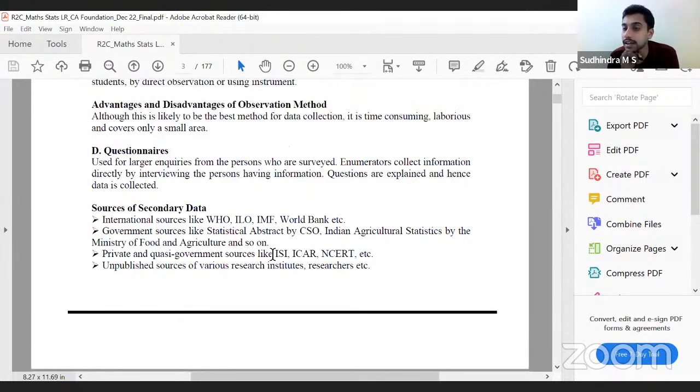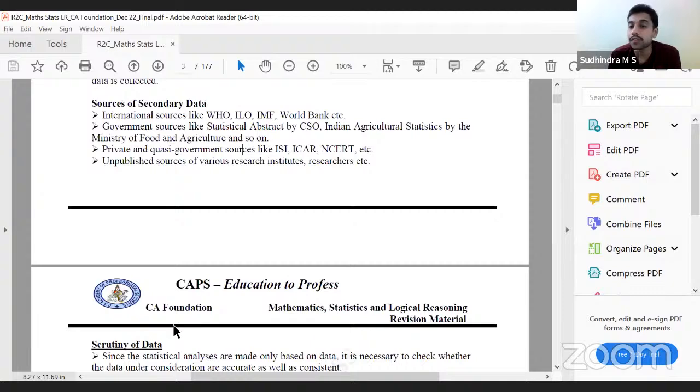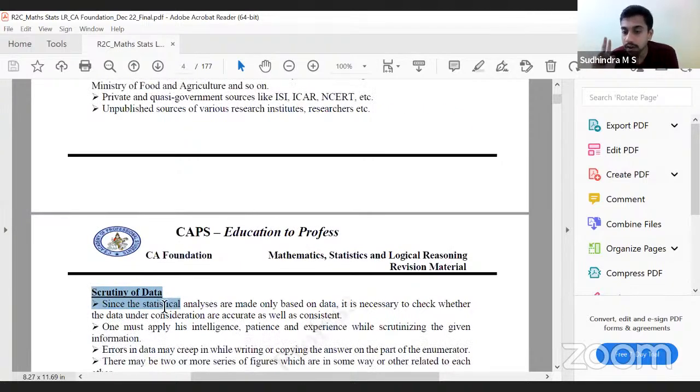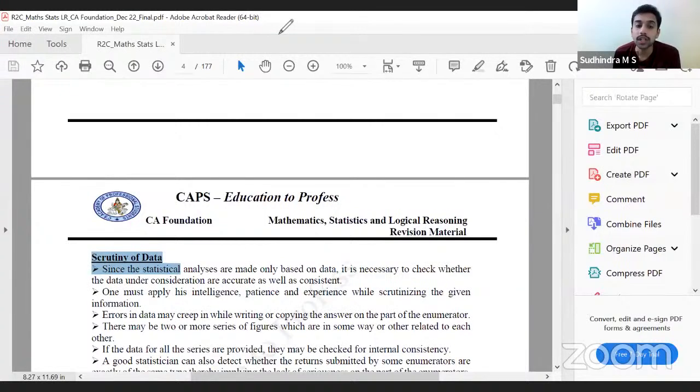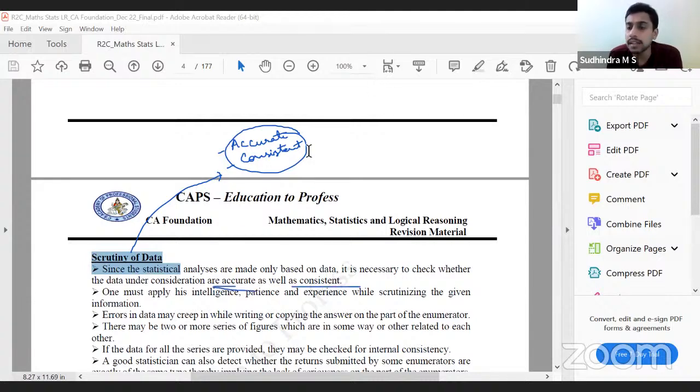Once we have collected the data, we cannot directly use it, right? First, we have to see whether the information collected is correct and relevant for us. That process is called scrutiny of data. There are two very important terms that we have to remember with regard to scrutiny. Why do we do scrutiny? It is for checking whether the data is accurate and consistent. These are the two terms to remember: accuracy and consistency.